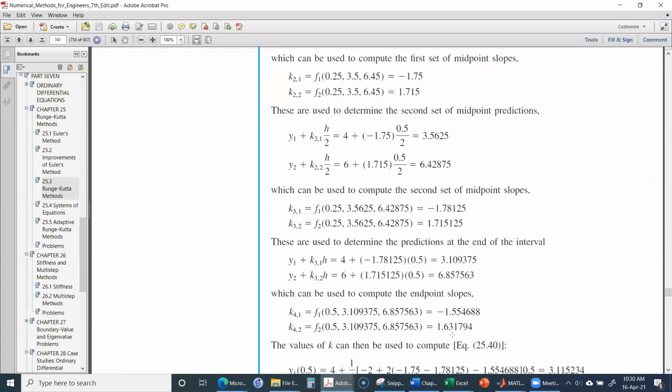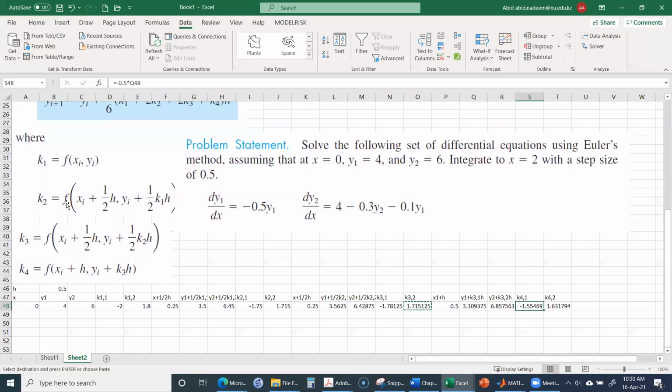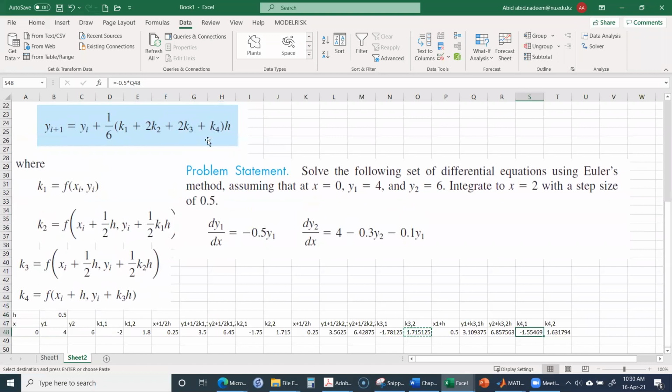Minus 1.55 and 1.63. Okay, so all values we have found correctly. So now we have already found K1, K2, K3, and K4, so we need to apply them into this equation over here. I will put it like for x is equal to 0 plus h. So it is this one.